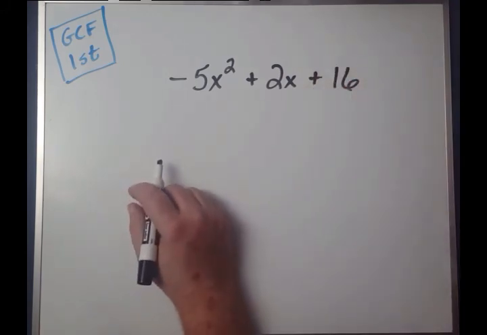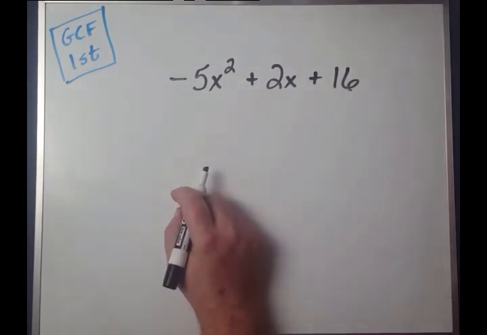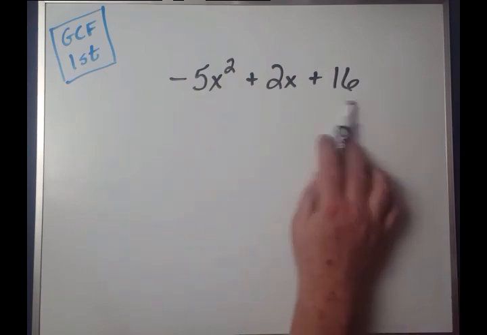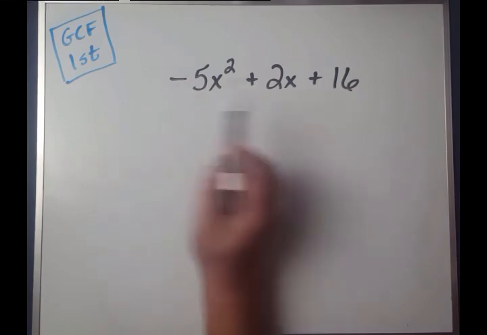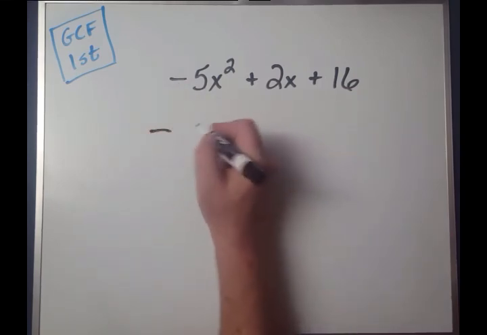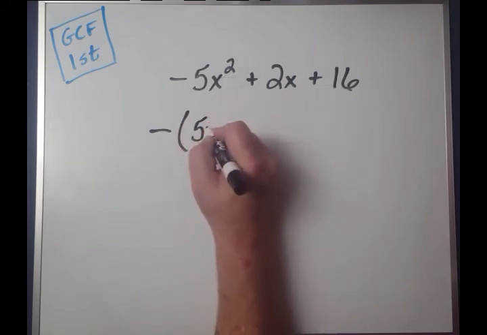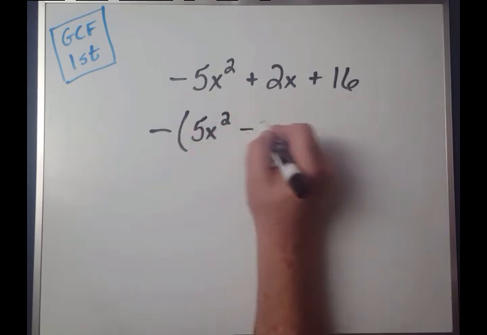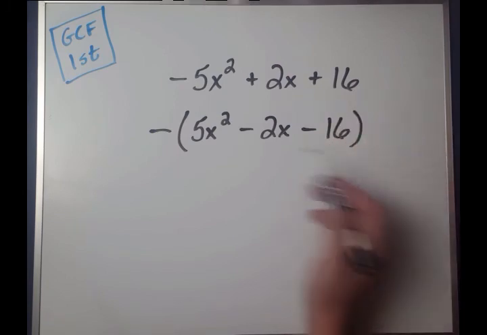That makes things crazy. I don't want to try to factor this with that negative on the front. So, check for greatest common factor. There's no greatest common factor other than 1, but I do want to factor out this negative. I'm going to factor out the negative. If I pull a negative out of negative 5x squared, I get positive 5x squared. If I pull a negative out of positive 2x, I get minus 2x. And likewise, minus 16.